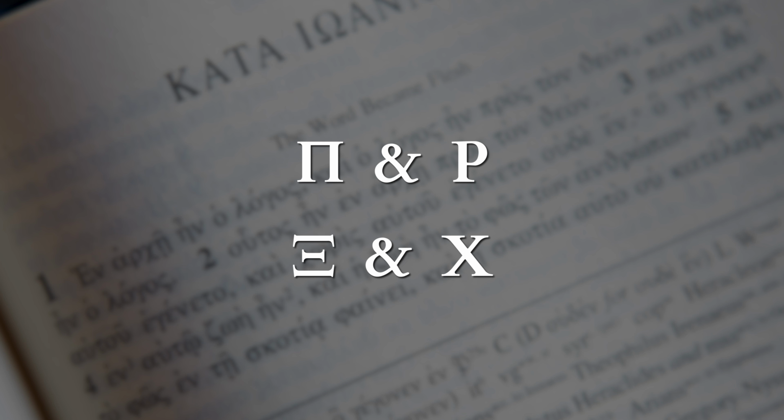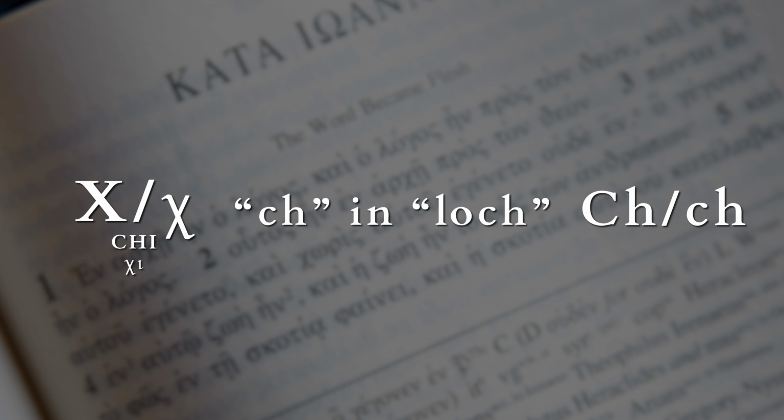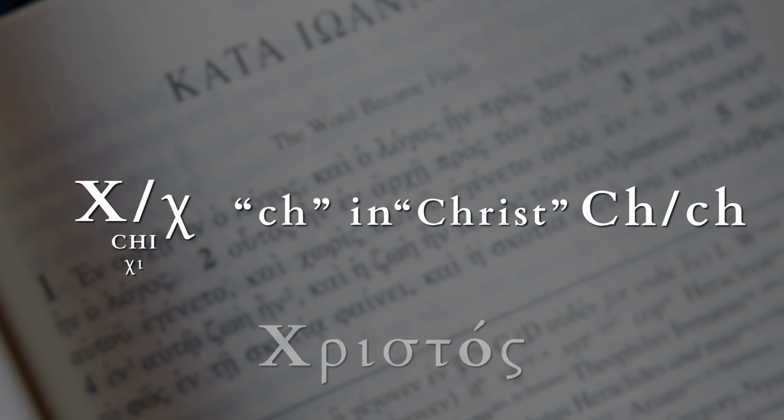Similarly to not being confused with pi and rho, you also want to pay attention to the difference between xi and chi. Where xi is closest to the sound of the English X, chi looks like the English X. Its sound, however, is closest to the CH in the Scottish word loch, as in Loch Ness. Again, for our purposes, though, you can think of this letter as the CH in ache, or, to use a more biblical example, Christ, Christos.